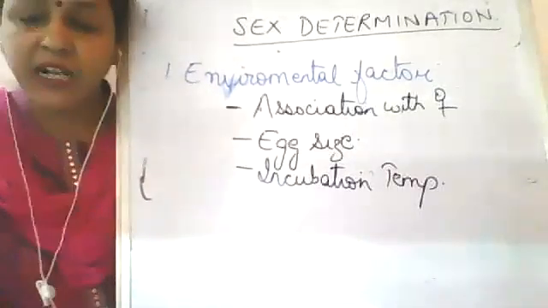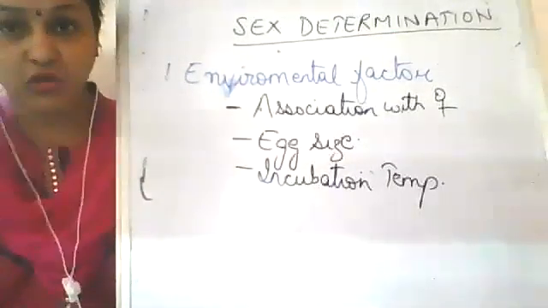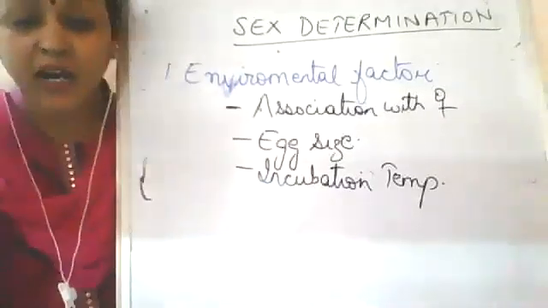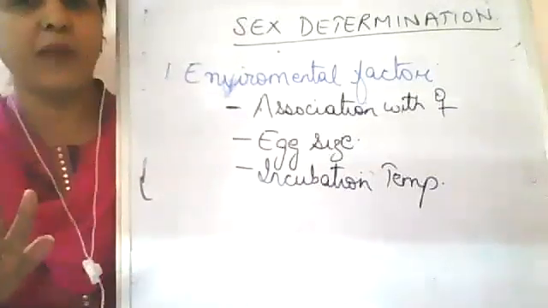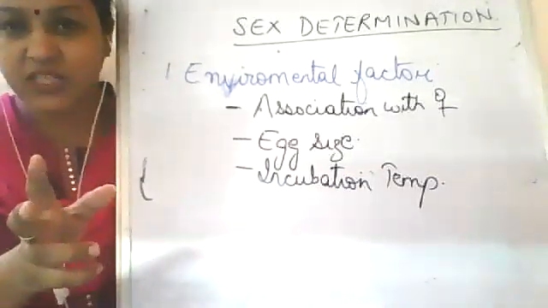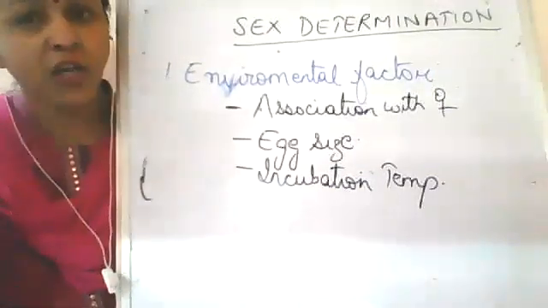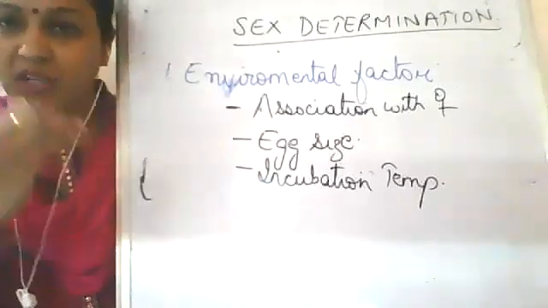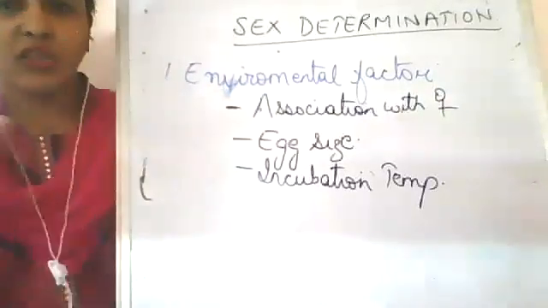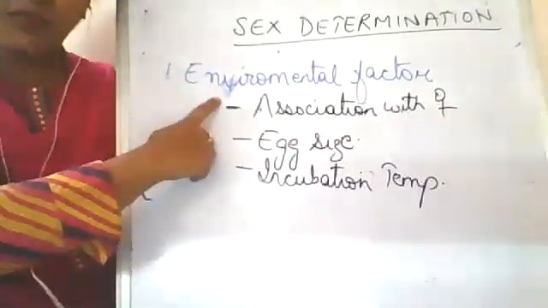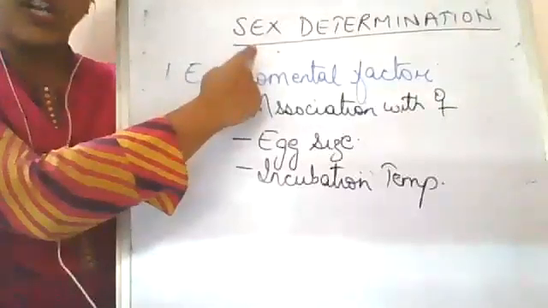Even in case of crocodiles, at a higher temperature males are produced, and at a lower temperature females are produced. No specific temperature is given, but whenever the temperature is higher, all eggs develop into males, and if the temperature is comparatively very low, all eggs develop into females. So these were environmental factors that determine the sex or gender of the child.